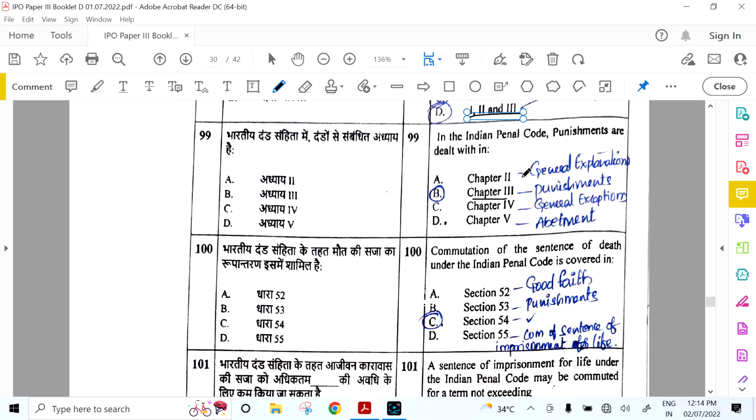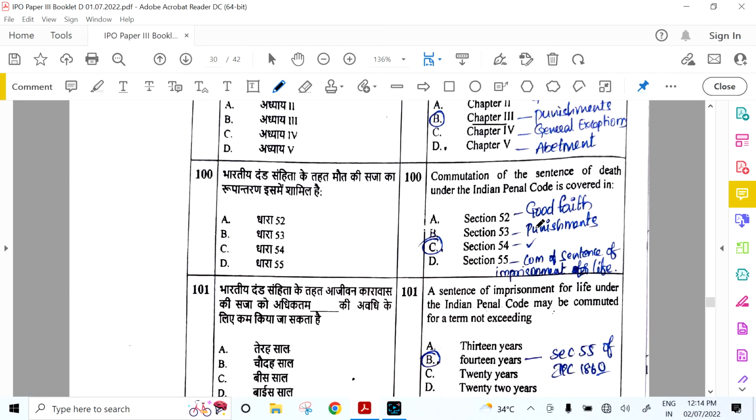In Indian Penal Code, punishments are dealt with in Chapter 3. Chapter 2 relates to general explanations, Chapter 3 punishments, Chapter 4 general exceptions, and Chapter 5 abetment. Commutation of sentence of death under Indian Penal Code is covered under section 54. It is sentence of death. 52 is good faith. 53 is punishments. 55 is commutation of sentence of imprisonment for life.